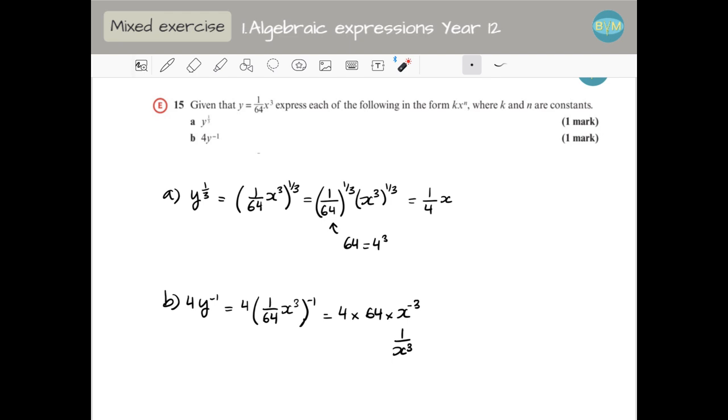What we can do is this 64 times 4, which is 256. So either way, you can write 256 x to the power of -3 or 256 divided by x cubed. It's absolutely the same, and both of them are fine. That's all with this question.